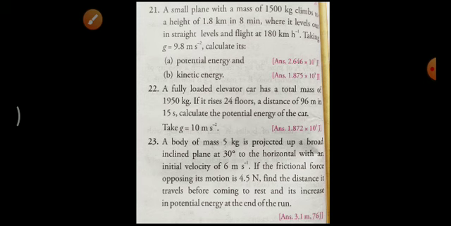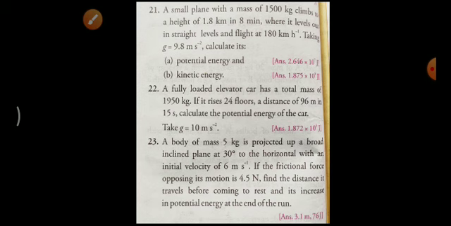A body of mass 5 kilogram is projected up a rough inclined plane at 30 degrees. One inclined plane is there, which has a 30 degree angle with the horizontal, with an initial velocity of 6 meter per second. The 5 kilogram mass object is projected up the inclined plane with an initial velocity u equal to 6 meter per second.